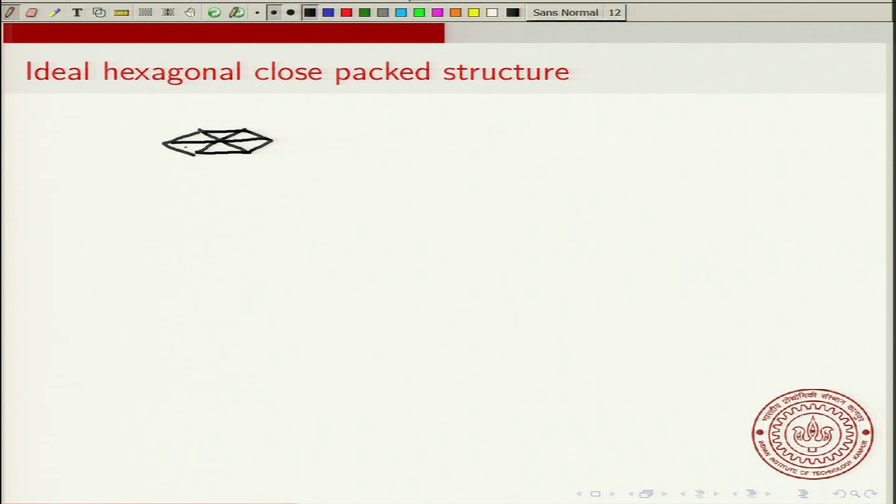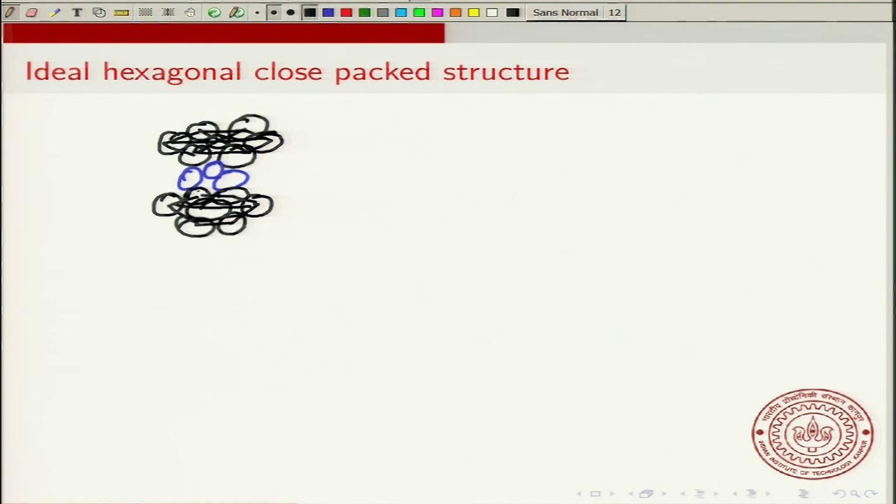hexagonal structure, and what you have is you have these atoms here, and you have the next layer, where the layer below has three atoms, and then you have another layer below where you have 6 atoms. The reason I am showing it this way is that this distance in an HCP is called C, and this lattice parameter is called A.